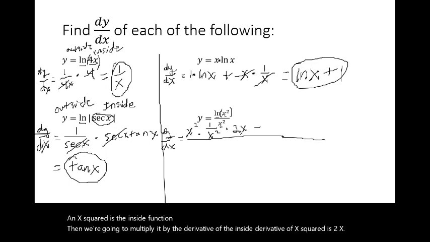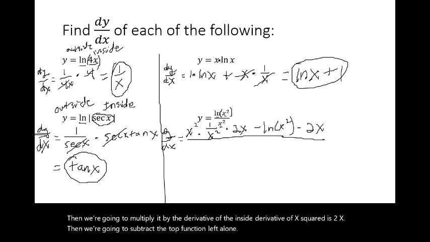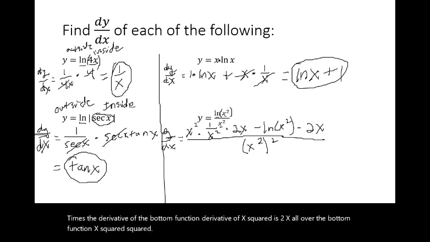Then we are going to subtract the top function left alone times the derivative of the bottom function. Derivative of x squared is 2x. All over the bottom function, x squared squared. And then we're going to do a whole bunch of simplifying. So x squared and 1 over x squared can cancel each other out.